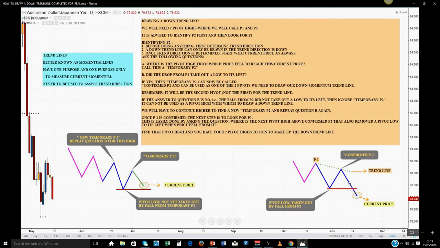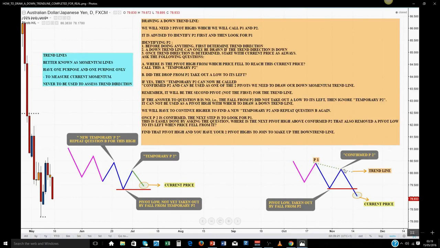Current price, where is the price point above current price from which price fell to get to where it is? You identify that. You ask the question, when this price point was reached and price was falling from it, did it take out a pivot low to the left and below it? In this case it did, so you have a confirmed P2.